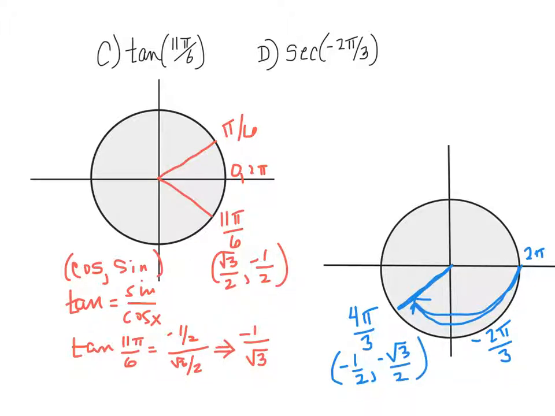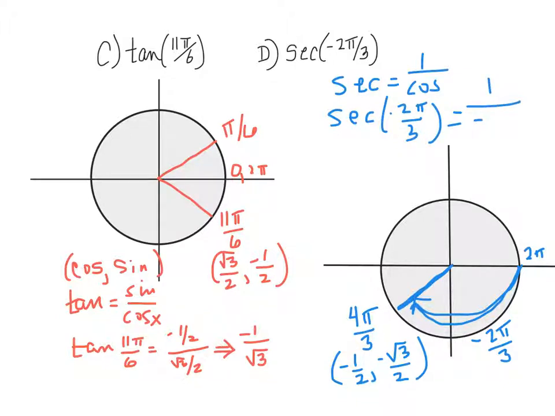When we're looking to find the secant, remember, it is the relationship between itself and the cosine. It's a reciprocal relationship with cosine. So in order for us to work on this one, we would want to identify the cosine. The cosine is negative 1/2. So we would start this by saying the secant of negative 2 pi over 3 is equal to 1 over negative 1/2, which simplifies to negative 2.